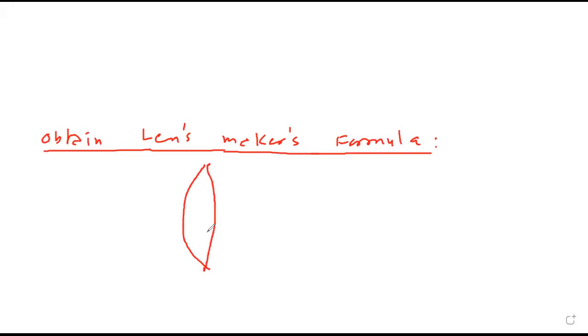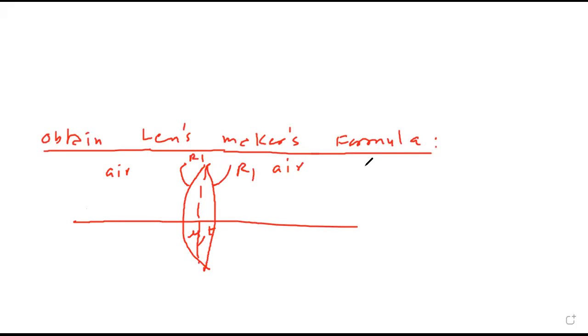Consider a lens having radius of curvature R1, R2, refractive index mu, thickness T to be situated in air. Write this much.